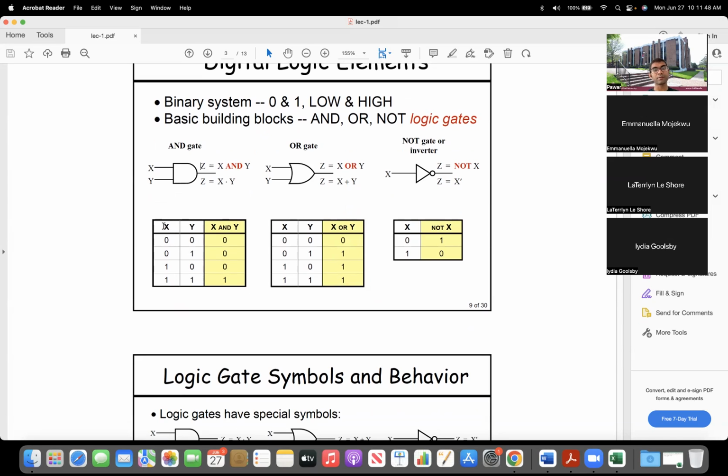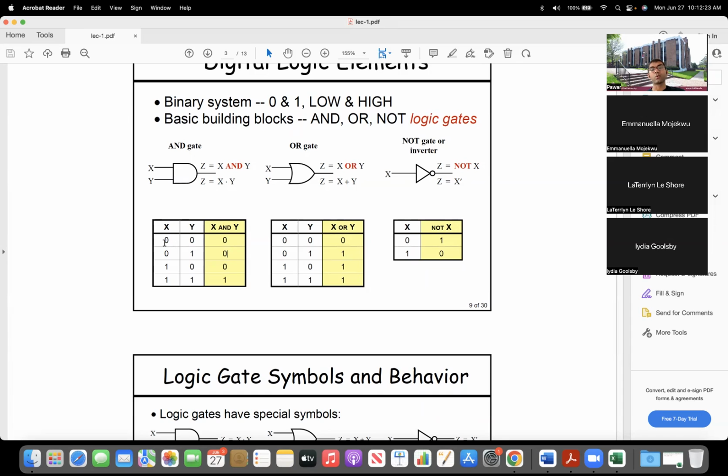So first variable is X, second variable is Y. So first column is X, second column is Y. Third column is the output of that gate, right? So the third column in this is the AND gate, which is the output of the AND gate. So if you have zero value in X and zero value in Y, you would have zero value in output of X and Y.